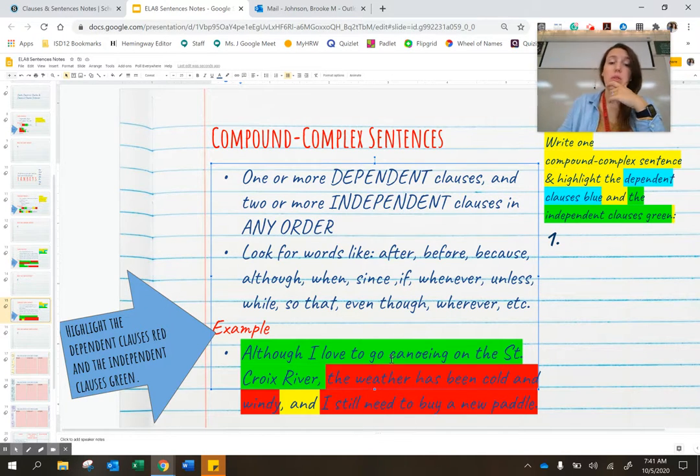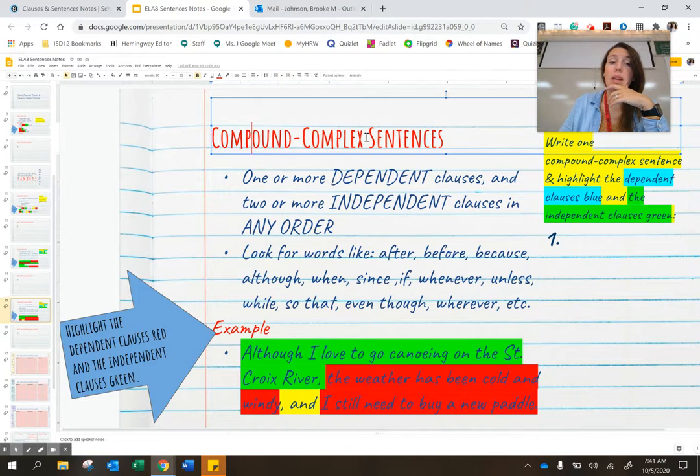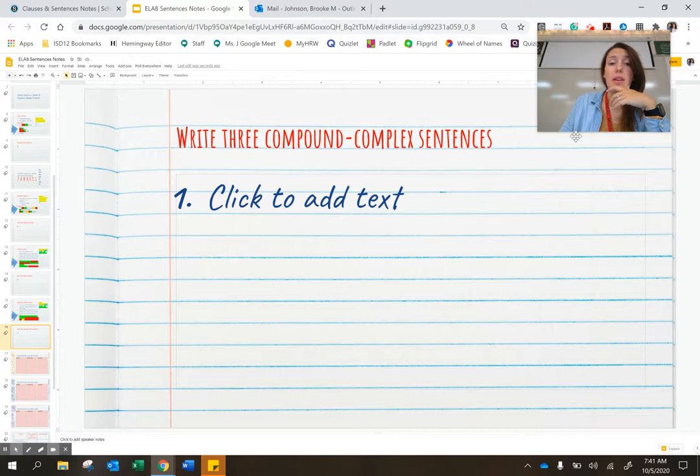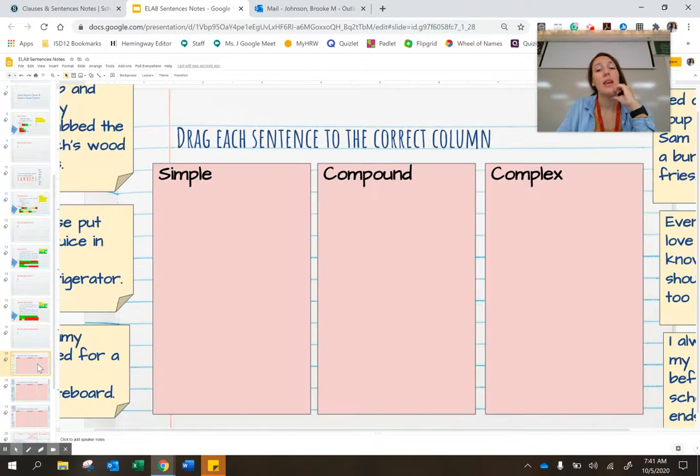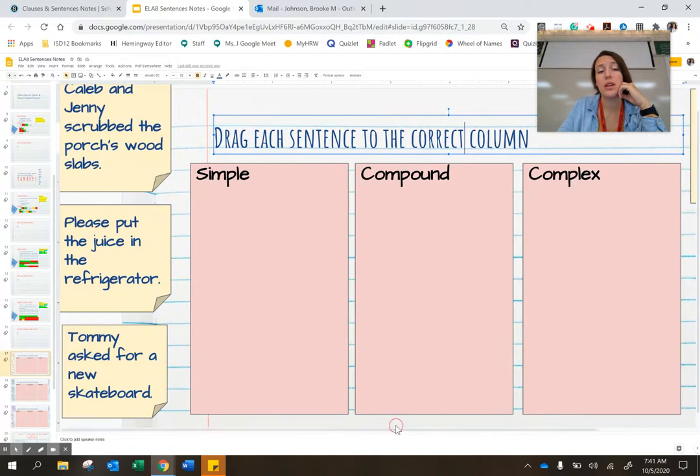So you're going to create your own example just like this over here. So it needs to be compound and complex. And then write 3 compound complex sentences over here. The next few slides, so you're going to drag each sentence to the correct column. So if we scroll over here, Tommy asked for a new skateboard. So is that simple, compound, or complex?